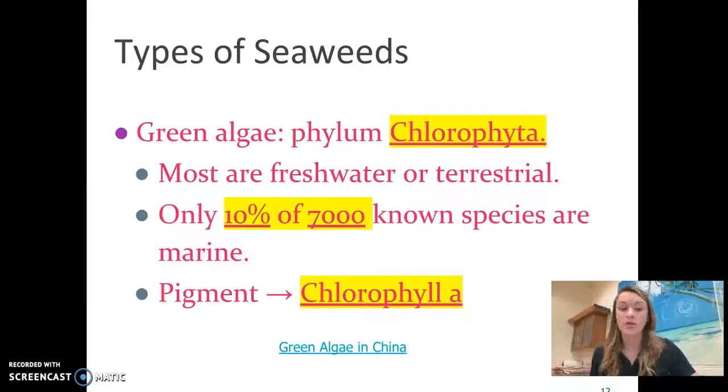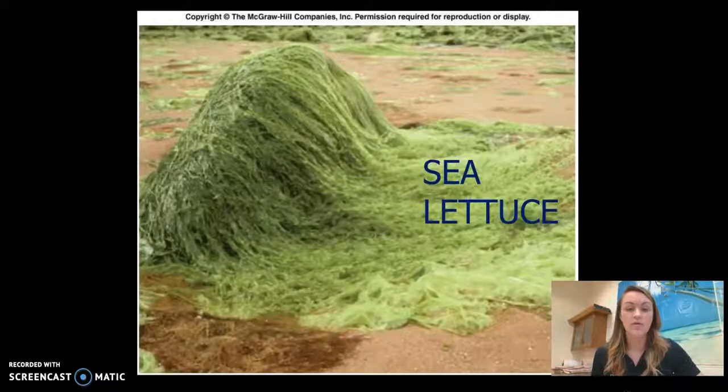Only about 10% of our 7,000 known species of marine plants or marine algae are actually green algae. So it is very rare to actually have green algae, and we'll look a few more times at some of the other different types. An example of this is sea lettuce. The majority of the green algae that we find are freshwater organisms. We find these in a lot of ponds, a lot of rivers, a lot of freshwater ecosystems, whereas sea lettuce and some of our other green algae marine species only account for about 10%.